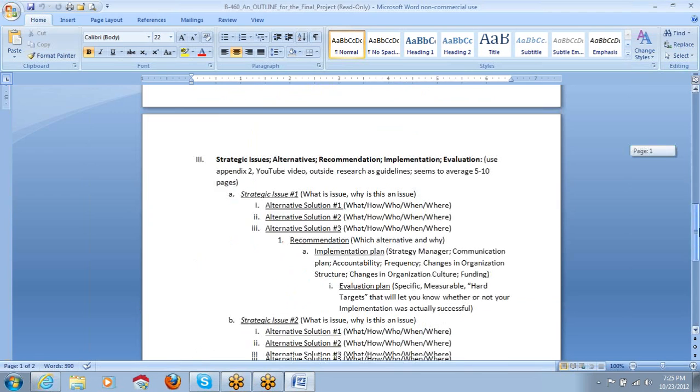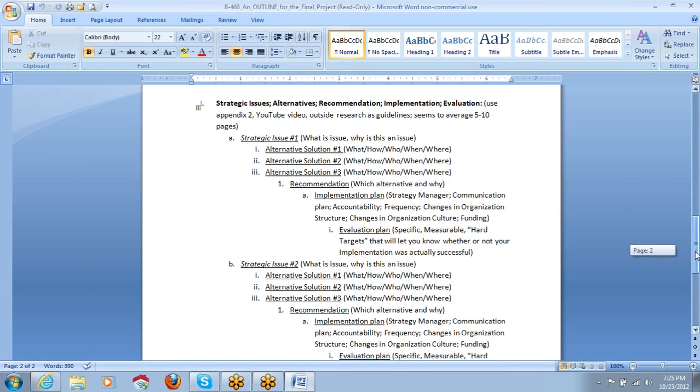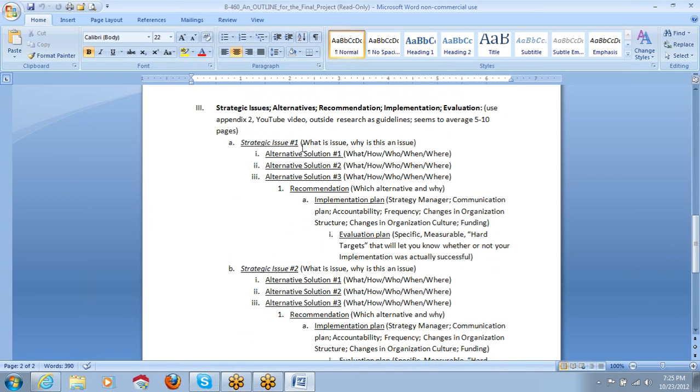Then in week 6, you come up with 3 issues. And I'm hoping the outline makes sense. Issue number 1. What is it that we want to fix? Okay. What's the issue? Here's what I want to fix. Why is it an issue? Why do I want to fix it? Alternative solution 1. What am I going to do? How am I going to do it? Who's going to do it? When are they going to get it done by? Where are they going to do it at? Alternative solution 1 may be something that you're going to do at a local office. Alternative solution 2 may be something that's done at a national level. Okay?